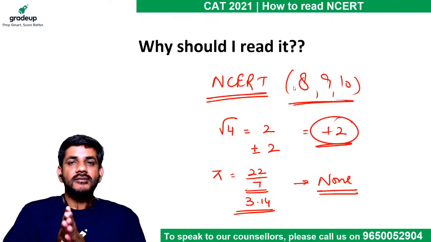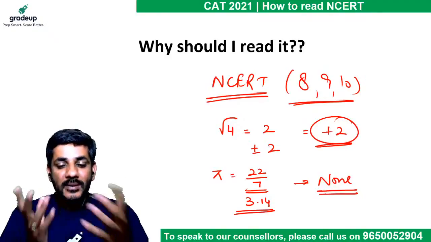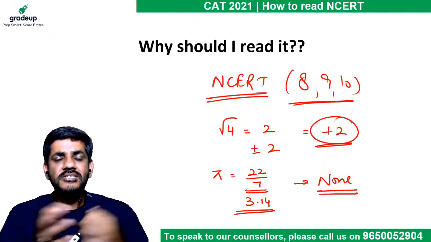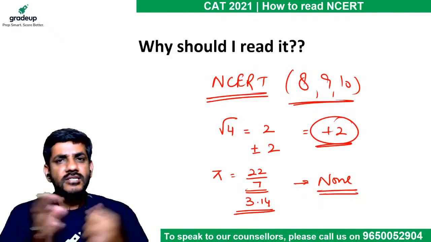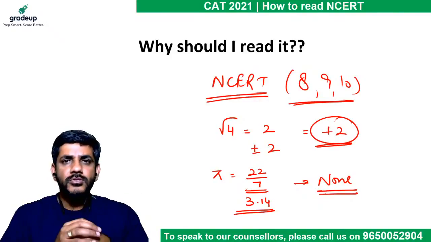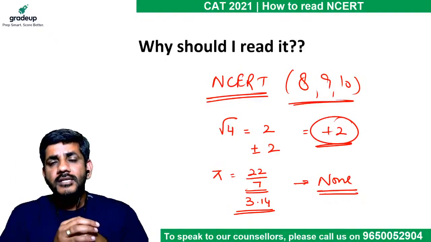Where is it mentioned? NCERT book. What is root 4? What is pi? This is mentioned there. What are rational numbers? Why can q not be equal to 0 in a rational number? Sum of two rational numbers, what can it be? Sum of two irrational numbers, what can it be? So there are many such things. These all are mentioned in the NCERT book.